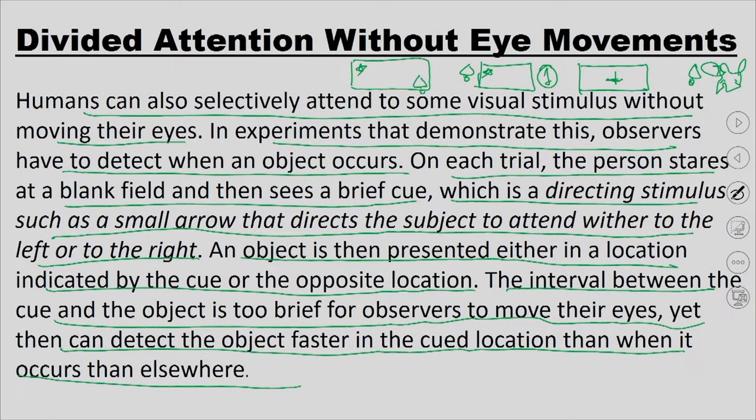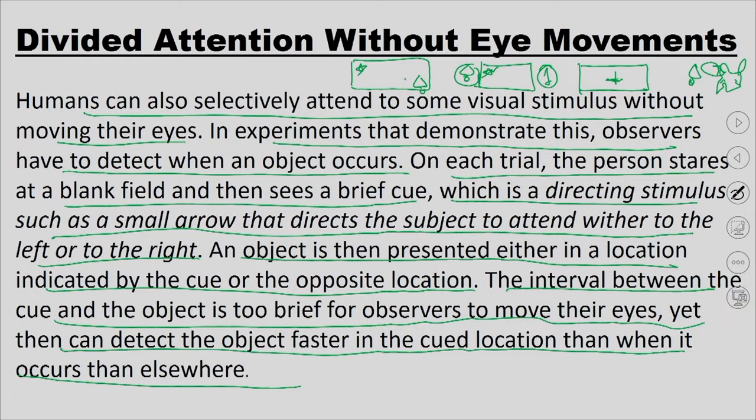Now, if an experiment like this is done, you start with a plus sign, then a cue appears. In one case, the object appears where the cue appears, or sometimes you see it opposite. Experiments reveal that when the object appeared where the cue was presented, people responded faster, and when it was in the opposite direction, which basically means that they did have divided attention.